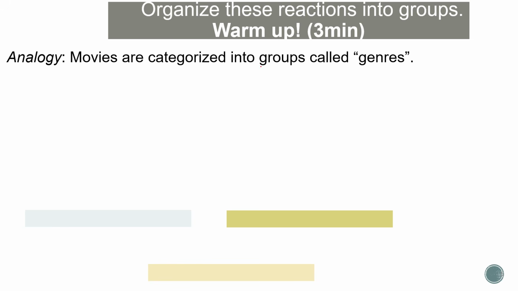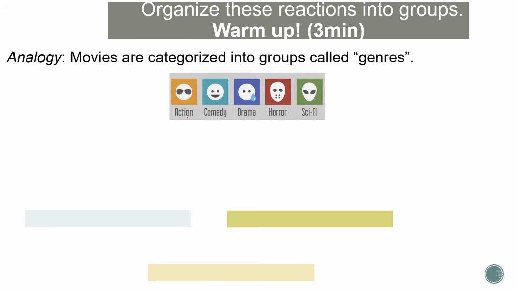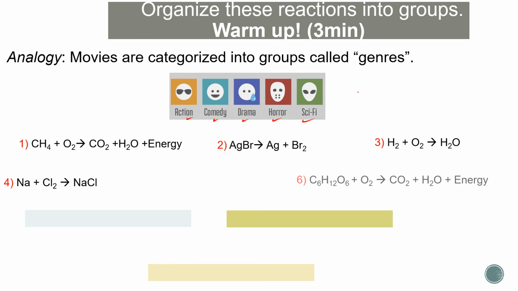You know that movies can be categorized into groups called genres, right? For example, you can have action movies, comedy movies, drama movies, horror, sci-fi, and so on. Same thing can be said for chemical reactions. Okay? If I give you, for example, these 6 chemical reactions, and I ask you to group the ones that look similar with each other, you might think, okay, I'll group reactions 1 and 6. So look at 1 and look at 6. They look similar, right? Especially in the product side.